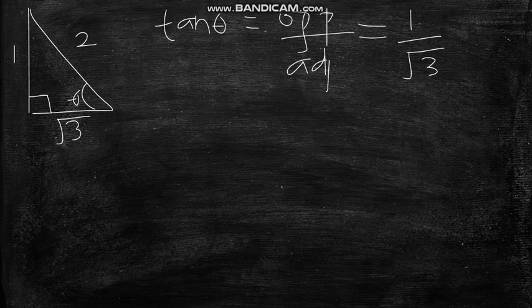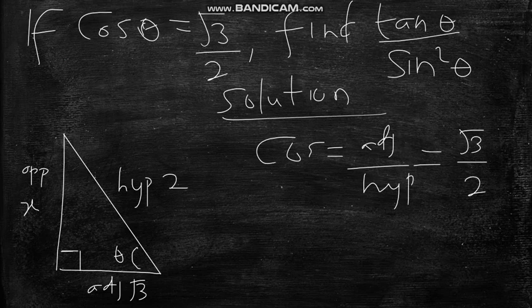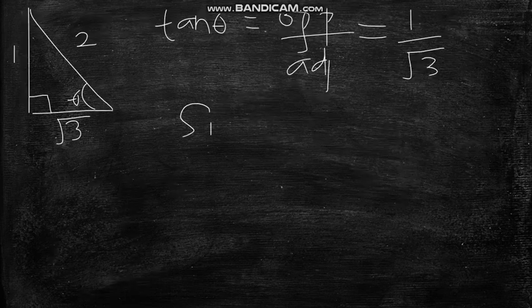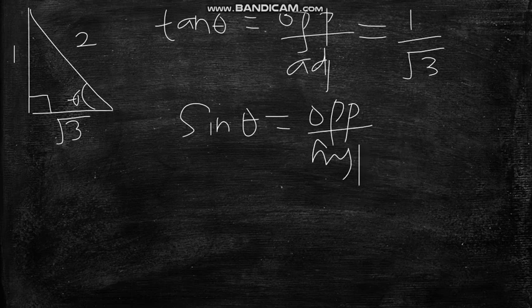We could leave this like this, or we could simplify it using surd. You can say √3 over 3 or 1 over √3. Okay, so let's leave it as 1 over √3. All right, so the next thing we need to find is sine theta. So sine theta is opposite over hypotenuse. The opposite is 1, hypotenuse is 2.